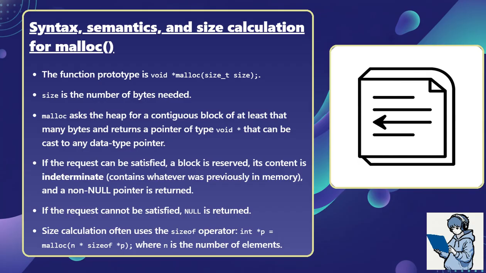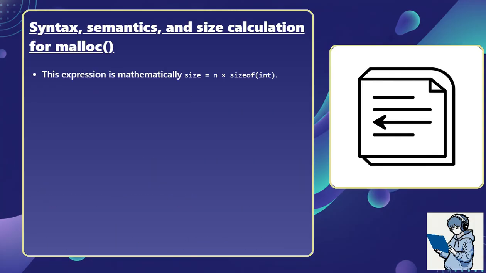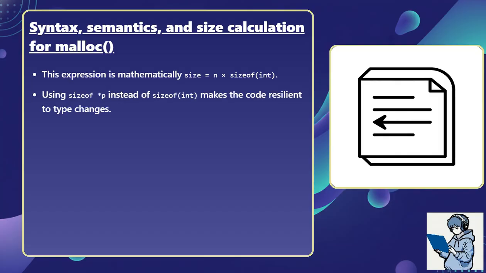Size calculation often uses the sizeof operator. Int star p equals malloc of n times sizeof star p, where n is the number of elements. This expression is mathematically size equals n times sizeof int. Using sizeof star p instead of sizeof int makes the code resilient to type changes.